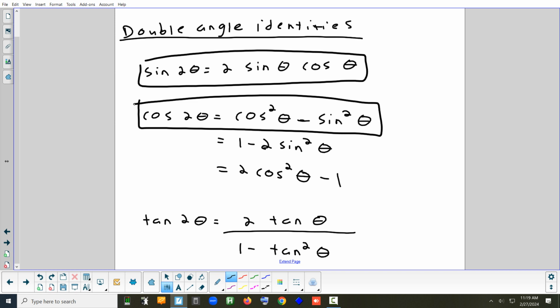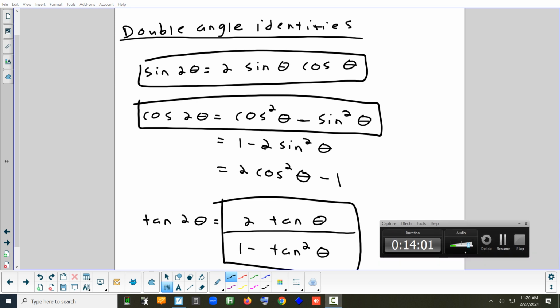Okay, these other two for the cosine, they come from sine squared plus cosine squared equals 1. I think I showed you that yesterday. And this one, I don't know if I've ever done it, but I'm sure you could figure it out by doing sine 2 theta divided by cosine 2 theta. And you could derive where that comes from. No problem.